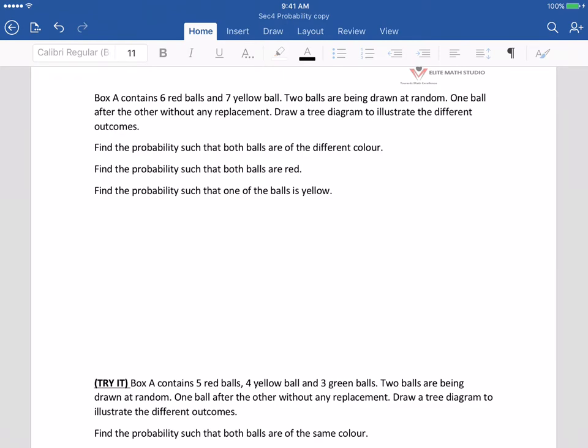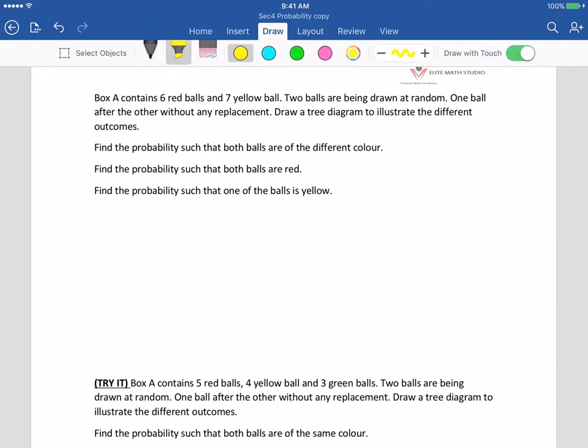Let's do another example. Let's read first. Box A contains 6 red and 7 yellow balls. 2 balls are being drawn at random, one ball after another without any replacement. Draw a tree diagram. So write first pick, and the second pick as well. Maybe I'll draw it closer so that I have more space for working later on.